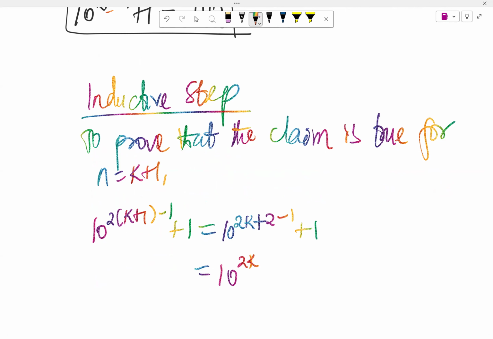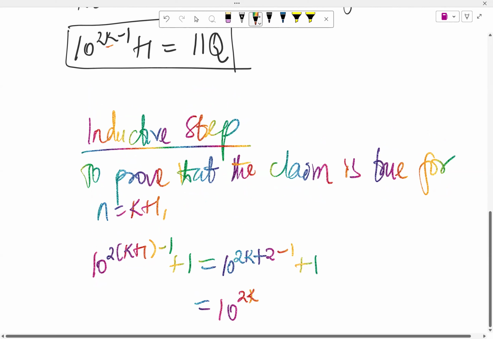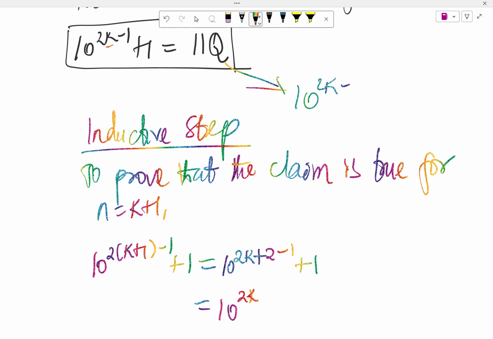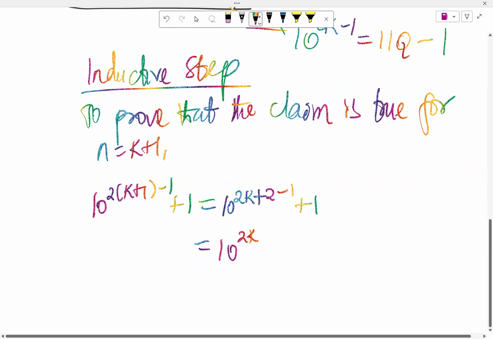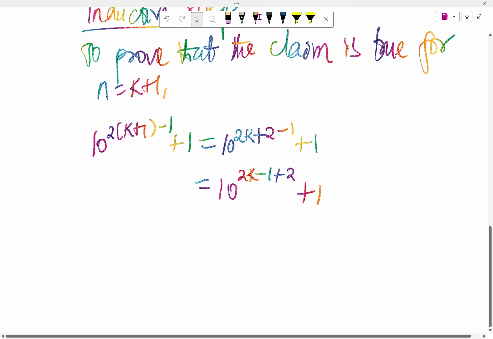And that is equal to 10 raised to power 2k. Well, I may want to replicate something here. If we work on this, we can say 10 raised to power 2k minus 1 is the same thing as 11q minus 1 from the hypothesis. So we can say this is 10 raised to power 2k minus 1 times 10 raised to power 2, plus 1. Let me show it as it's happening clearly. So this is 10 raised to power 2k minus 1 plus 2, plus 1. I just want to leave it that way.